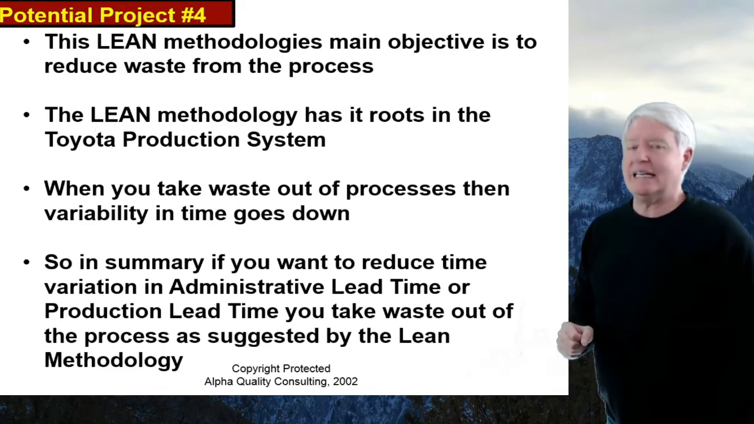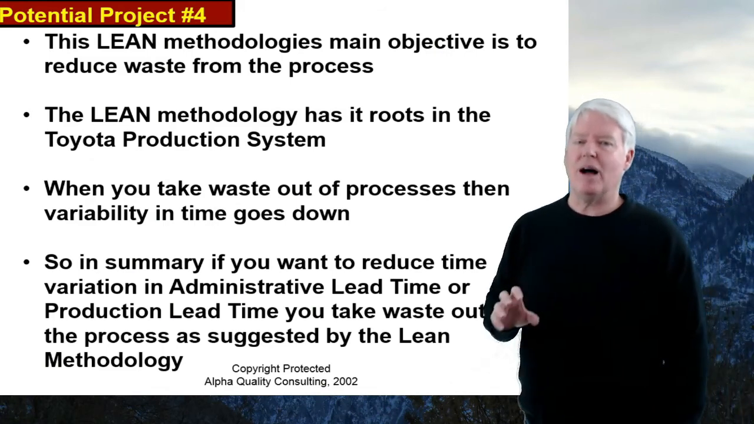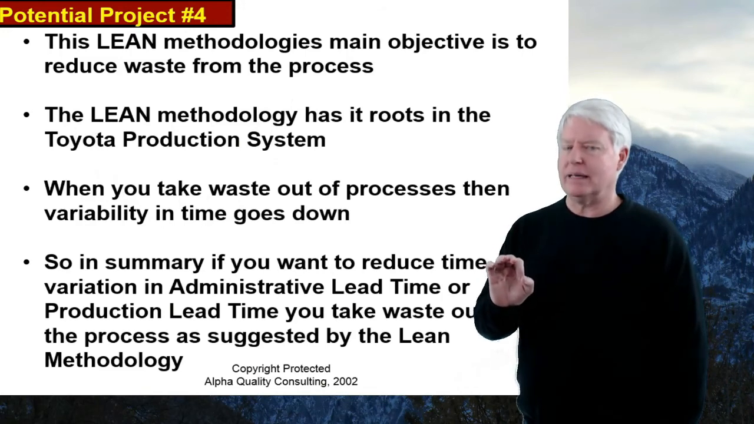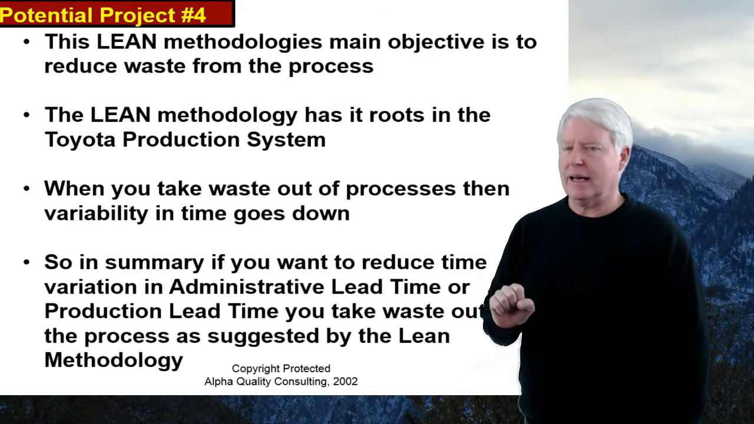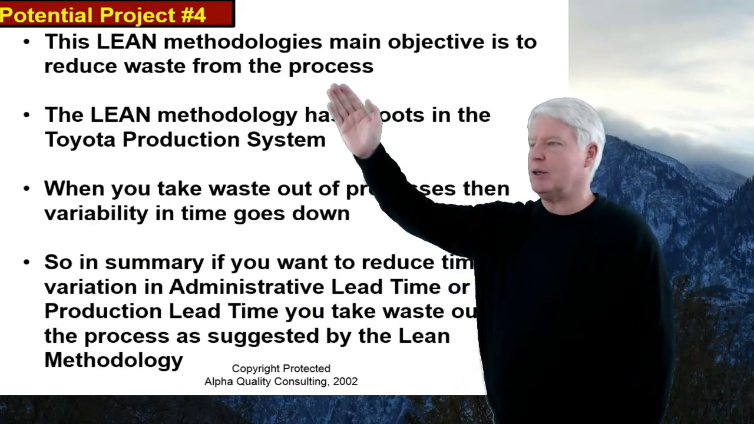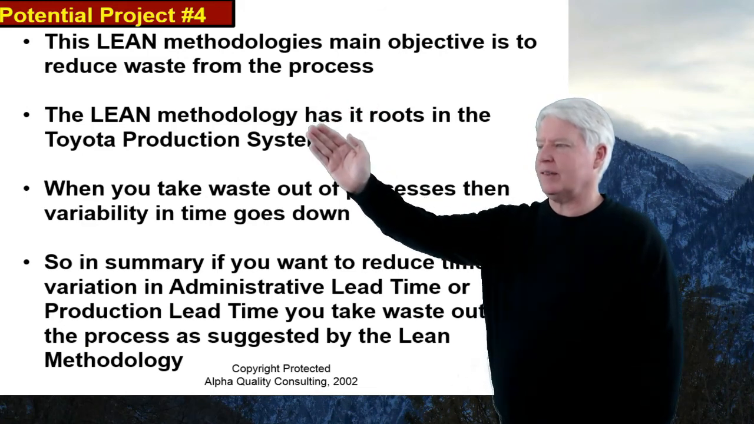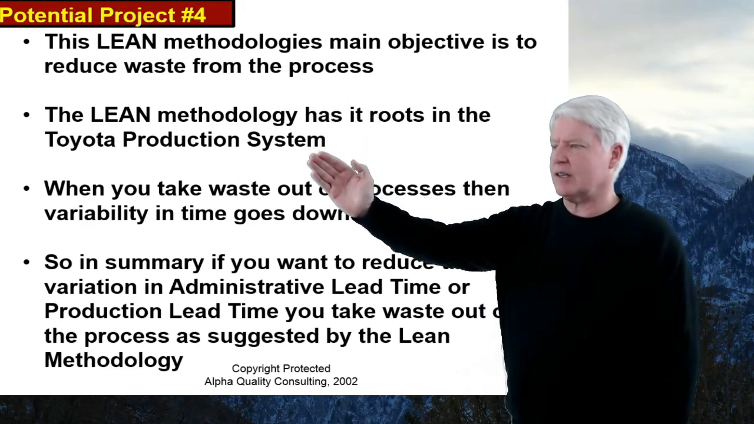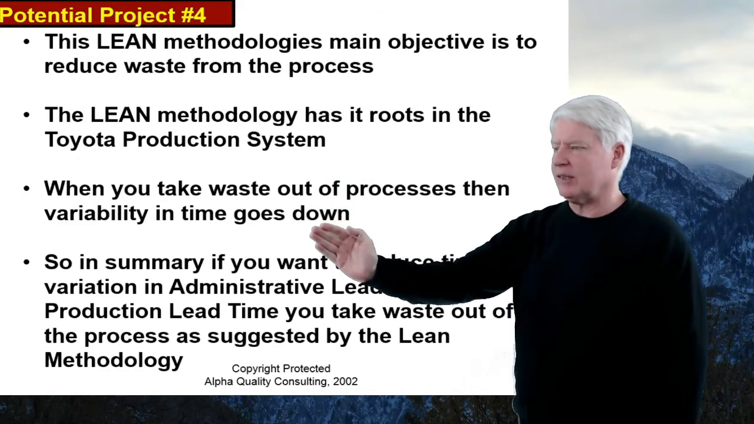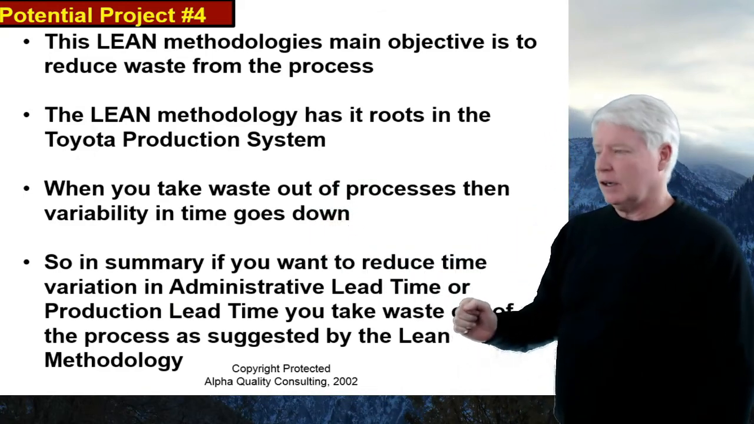What is lean? Lean is waste. And waste in processes creates variability. The reason for variability is waste. If you have zero waste, you have zero variability. I'd say it's a direct correlation. This lean methodology's main objective is to reduce waste from the process. The lean methodology has its roots in the Toyota production system. When you take waste out of the processes, then variability in time goes down.